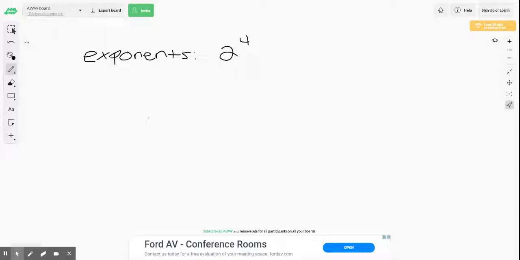Hey, y'all. So we are going to start a new unit on exponents. An exponent is this little number that's over here to the top. So the 2, we call that the base. And the 4 is what we call the exponent. The 4 tells us how many factors of 2 that we have.